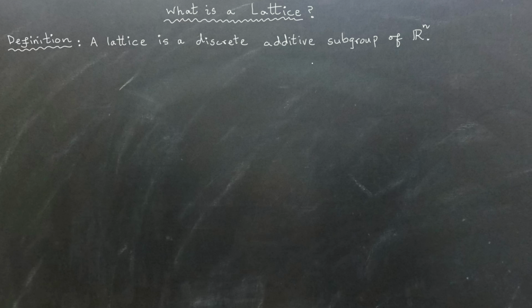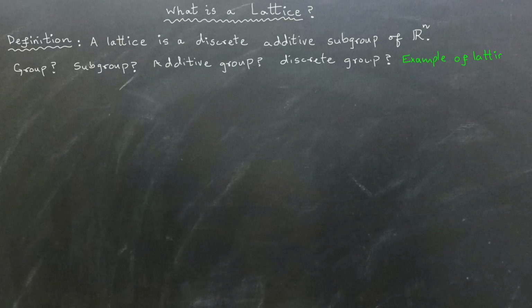But if it feels a bit tricky, stay with me. I will break down each part of the definition step by step with some simple examples. Now, to fully understand lattices, we need to break down some key terms, such as what is a group, subgroup, additive group, and what is a discrete group. Furthermore, towards the end of the video, I will also give examples of lattices used in cryptography.